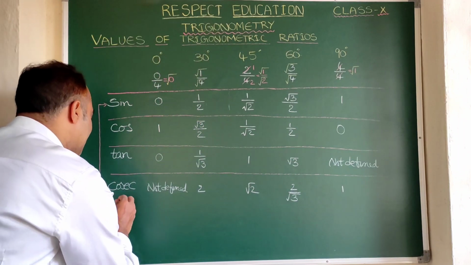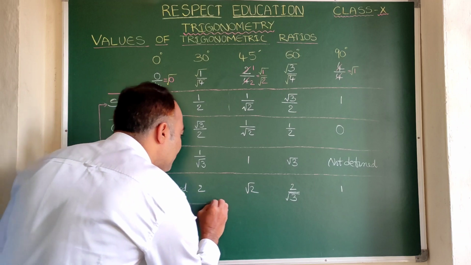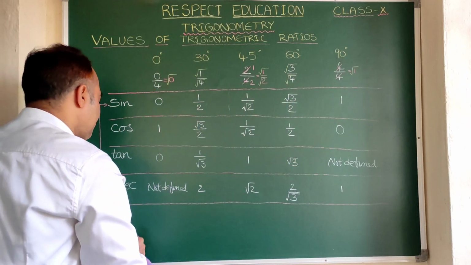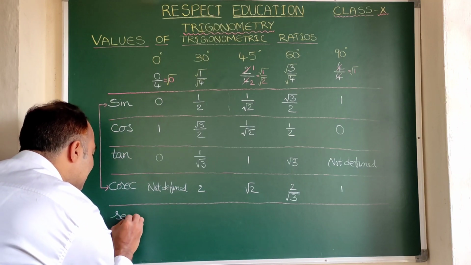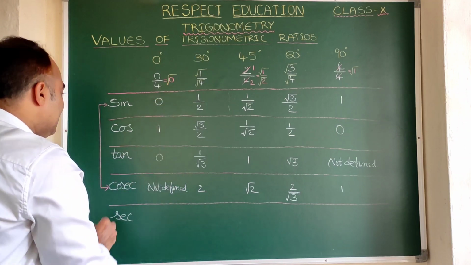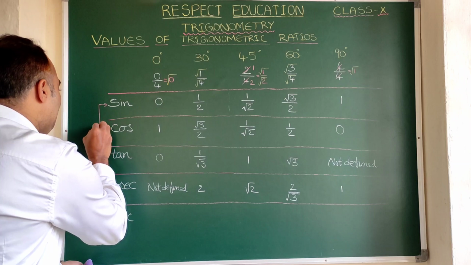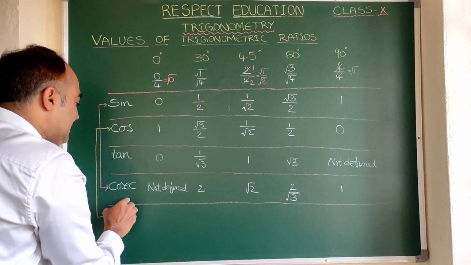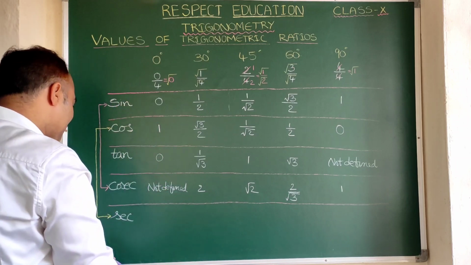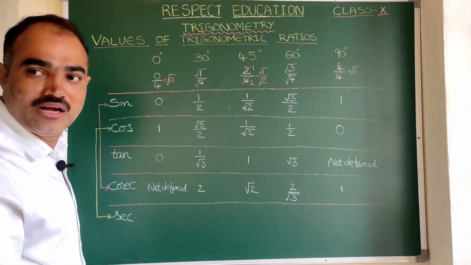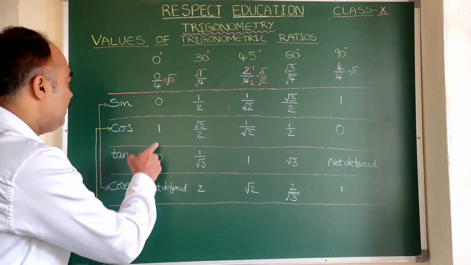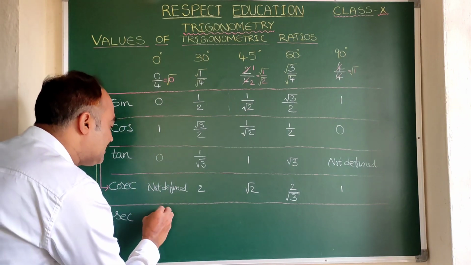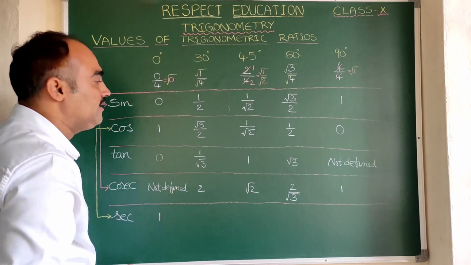Now we are going to write secant theta. Secant theta is the reciprocal of cos theta. Cosecant theta is the reciprocal of sin theta. Secant theta is the reciprocal of cos theta. Now cos 0 is 1. Let us make it reciprocal. 1 by 1 is 1. That's why secant 0 is also 1.